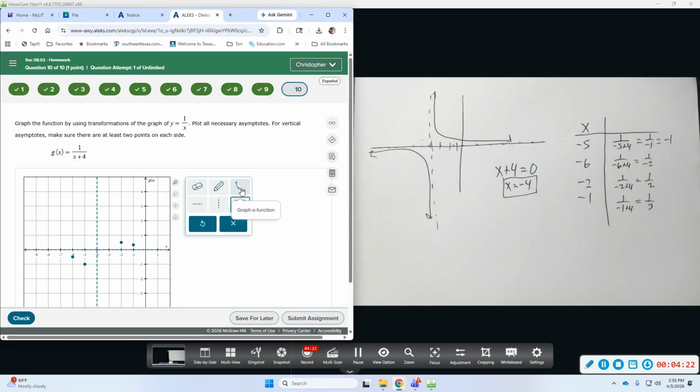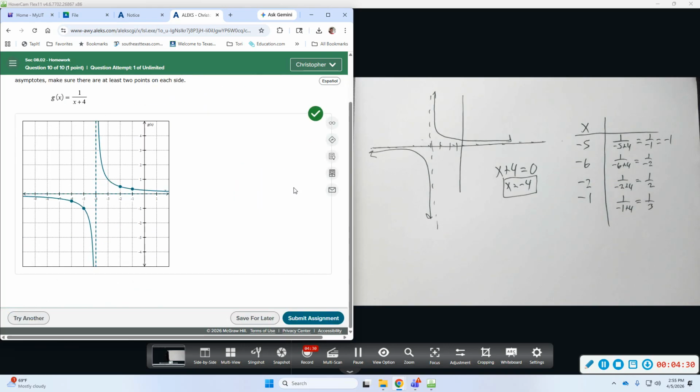All right, I'm going to tell it to graph it. Okay, kind of see those curved lines. And we check. All right, we're going to check. So that'll be it.